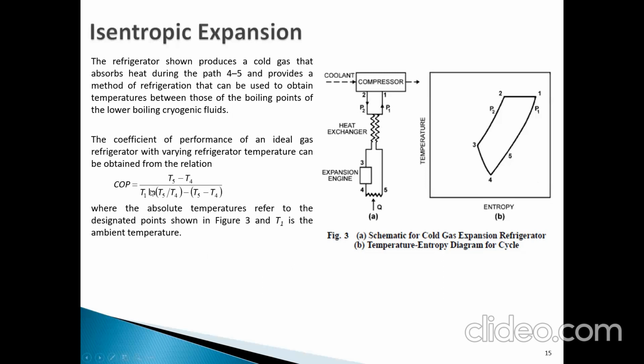Asymptotic to constant temperature 4 and 5, constant pressure. So where the absolute temperatures refer to the designated points shown in figure 3 and T1 is the ambient temperature.